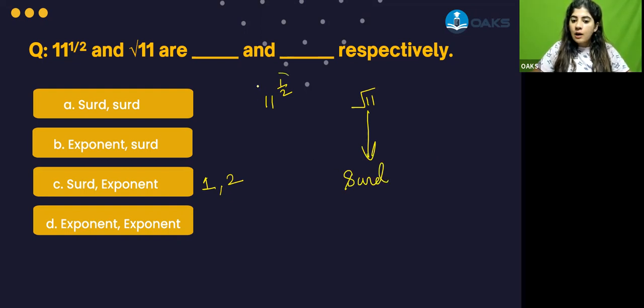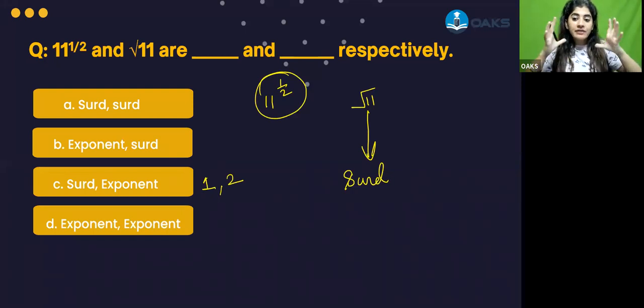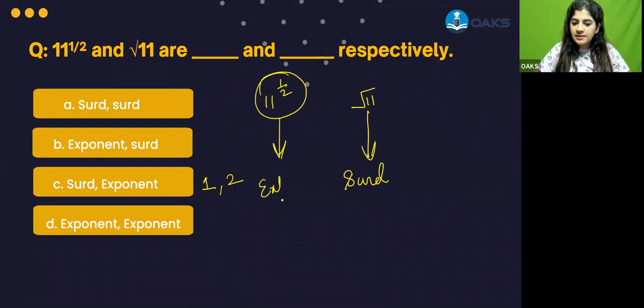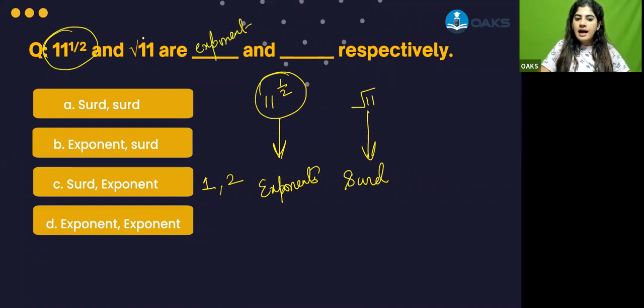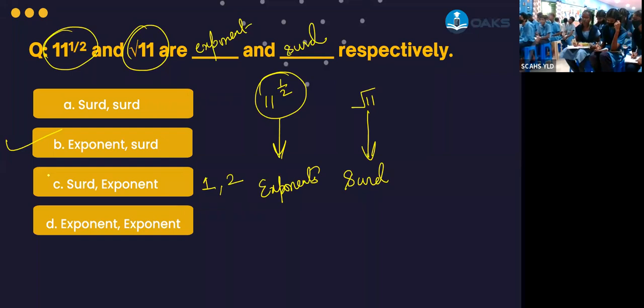Now, this thing, you read about exponents and powers, right? When 11 raised to power something, 7 raised to power something, 2 raised to power something, those are exponents. Those are basically exponents. So 11 raised to 1 over 2 is an exponent, and this is a surd. So B is the correct option. Yes. So B is the correct option.